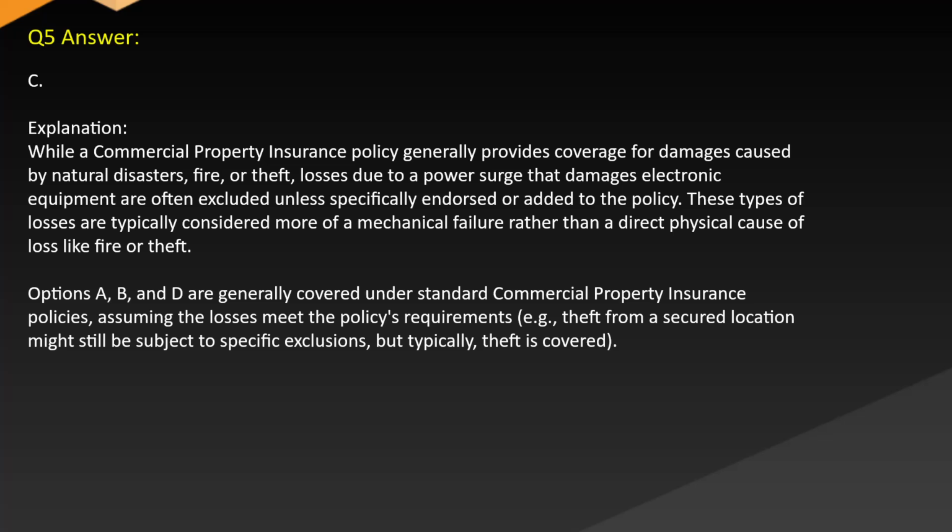Options A, B, and D are generally covered under standard commercial property insurance policies, assuming the losses meet the policy's requirements. E.g., theft from a secured location might still be subject to specific exclusions, but typically theft is covered.